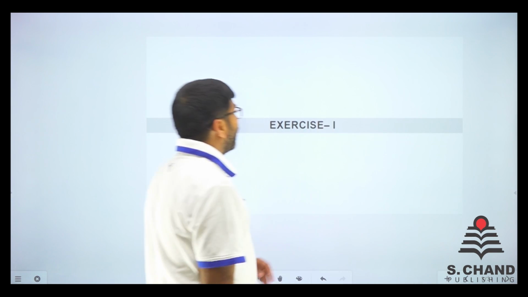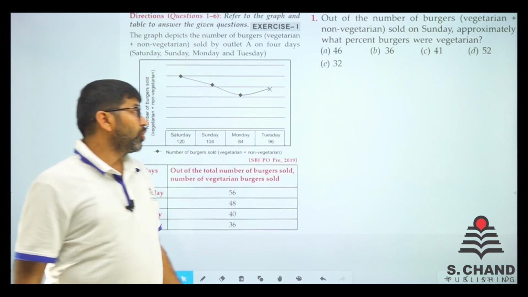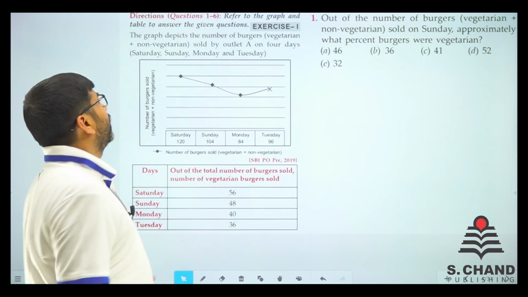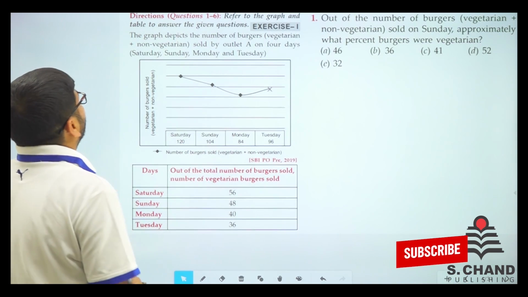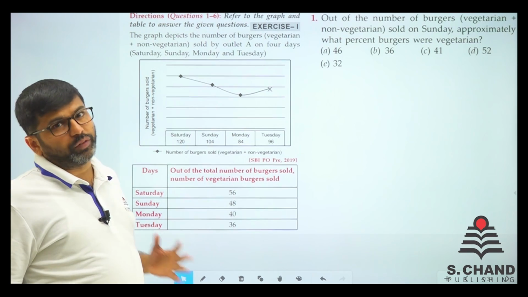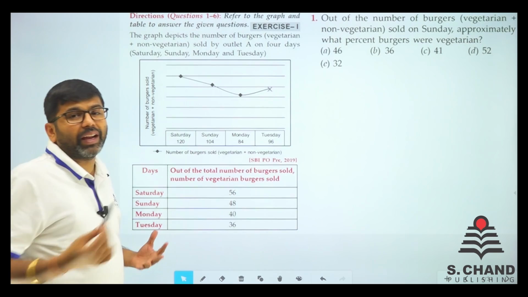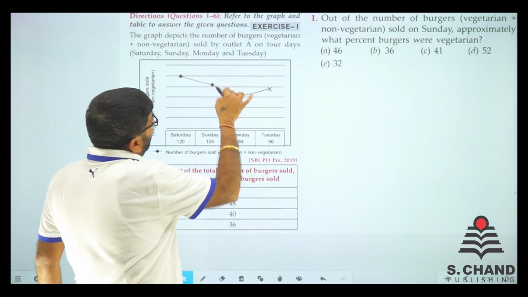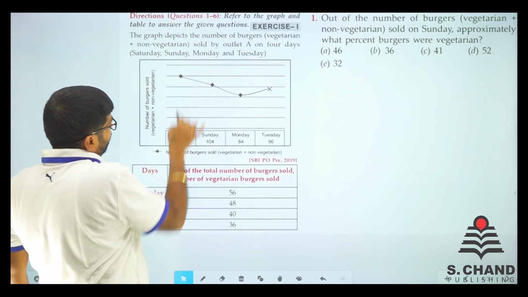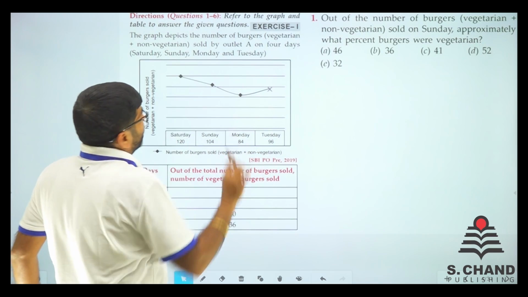Here we go. We have exercise number 1 and here we have DI number 1. Directions 1 to 6, there are 6 questions. Refer to the graph and table to answer the given questions. So we have a combination of charts. There is one graph known as a line graph. What exactly is a line graph? This line graph goes along a line and the data is there. Saturday has this data, Sunday has this data, Monday is this, Tuesday is this.